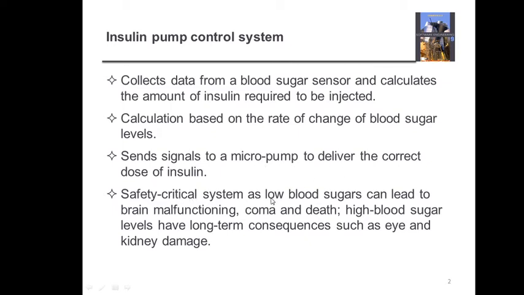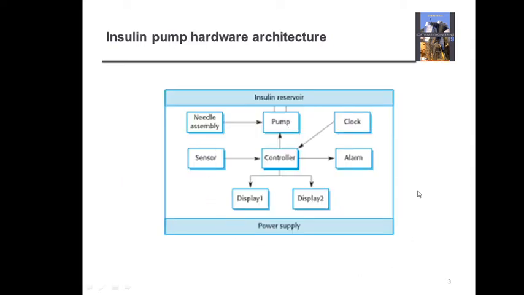It is a safety critical system, as low blood sugar can lead to brain malfunctioning, coma, and even death. High blood sugar levels have long-term consequences such as eye and kidney damage. So we can say it is a safety critical system. If not monitored, it may be fatal. So let's understand this with the help of the architecture.